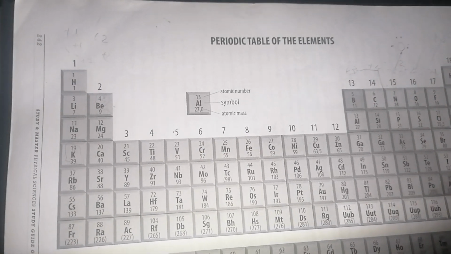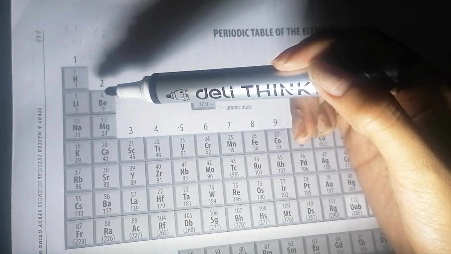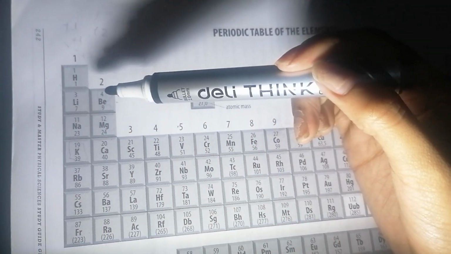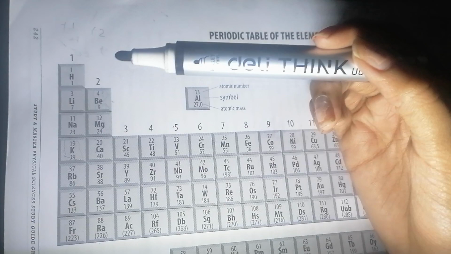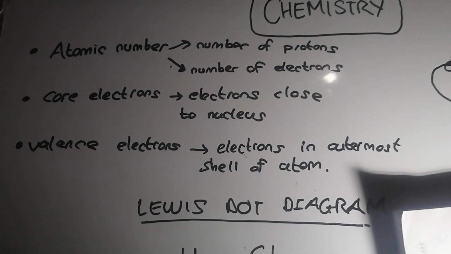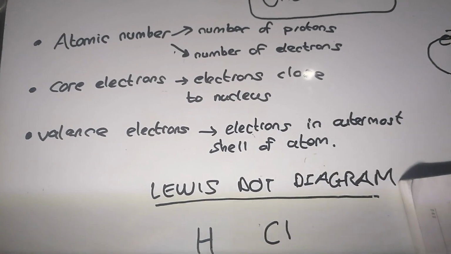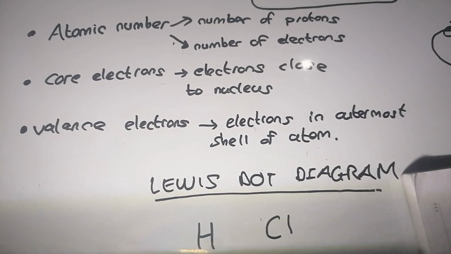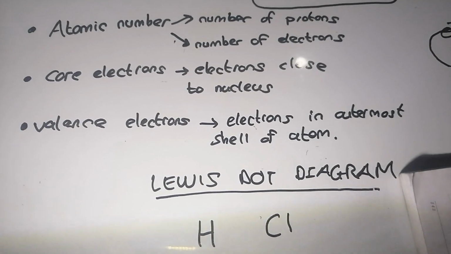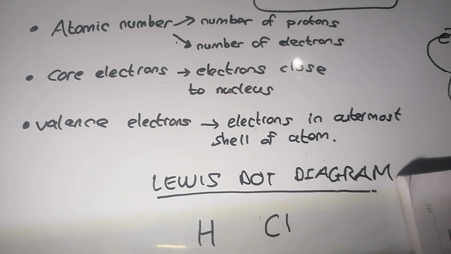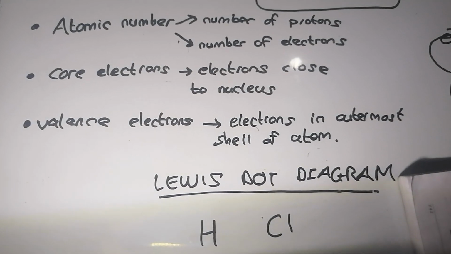So I established that this atomic number tells me how many electrons there are in that element. Now, there's two types of electrons that we get. The first type is called core electrons, and the second type is called valence electrons.